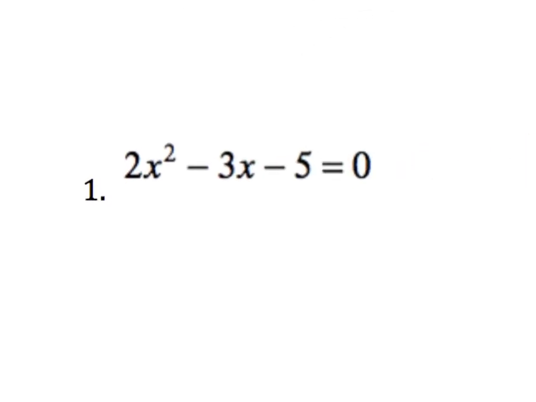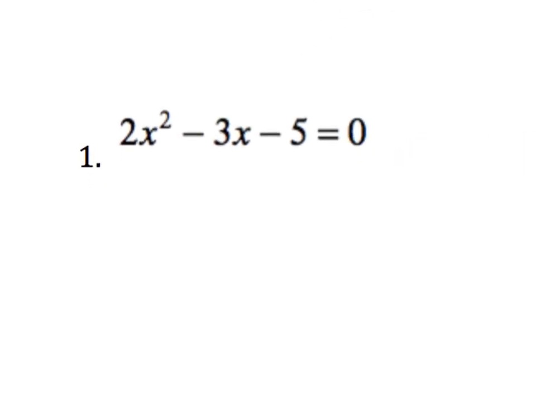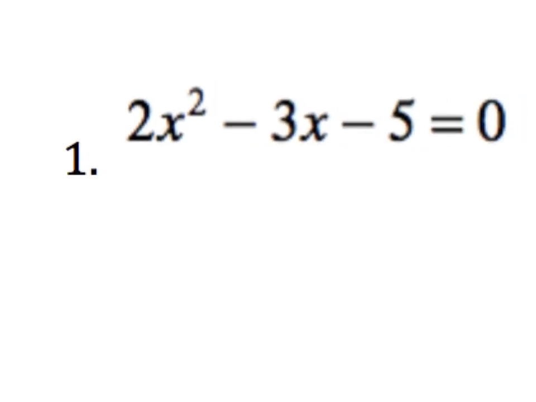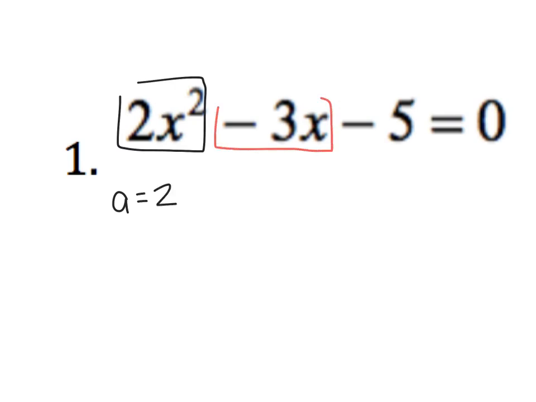Let's do our first example. We have 2x squared minus 3x minus 5. I'm going to do it a little differently. We're going to first identify our a values, our b values, and our c values. Our a is the number attached to my x squared, so a is 2. B is attached to my x, so b is negative 3. And then c is hanging out by itself. It is the negative 5.